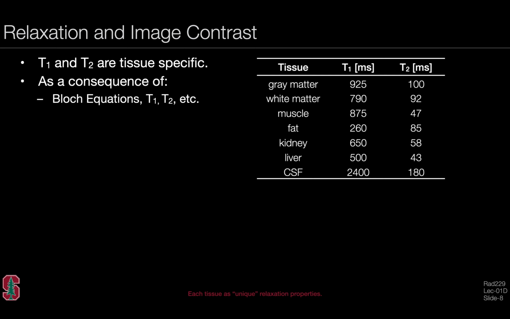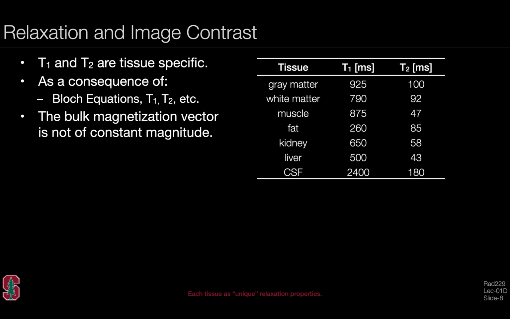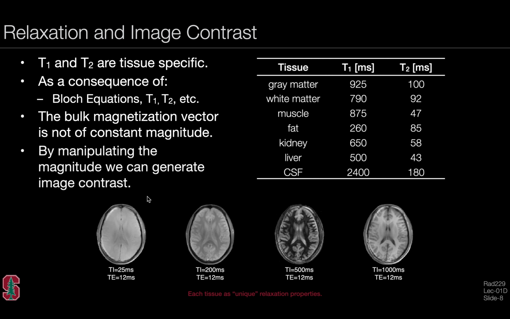These values are approximate values for 1.5T imaging systems. So as a consequence of the Bloch equations and tissue-specific T1 and T2 values, the bulk magnetization vector is not of constant magnitude. We can manipulate the magnitude of the bulk magnetization through the application of a series of RF pulses and spatially localize that information using gradients. So by manipulating the magnitude of the bulk magnetization, we can generate a wide range of image contrast.